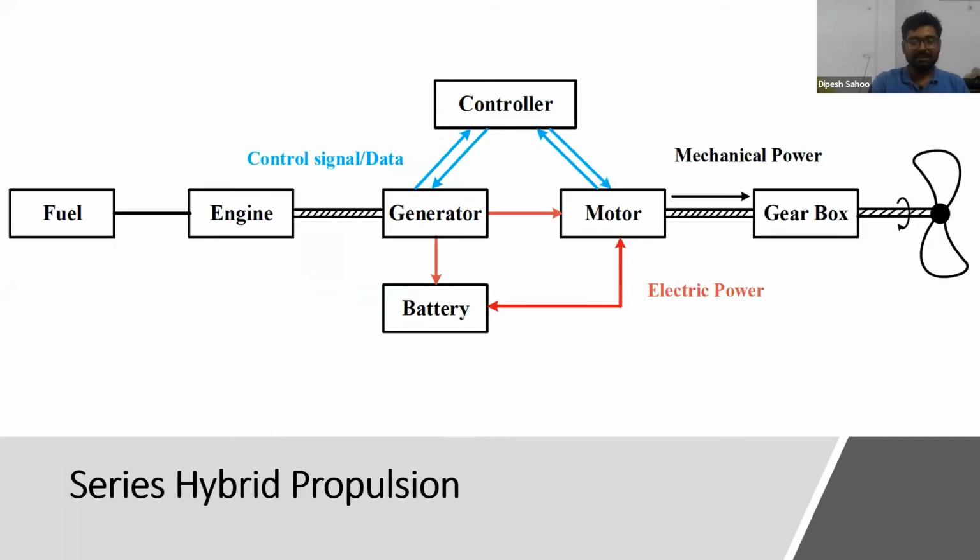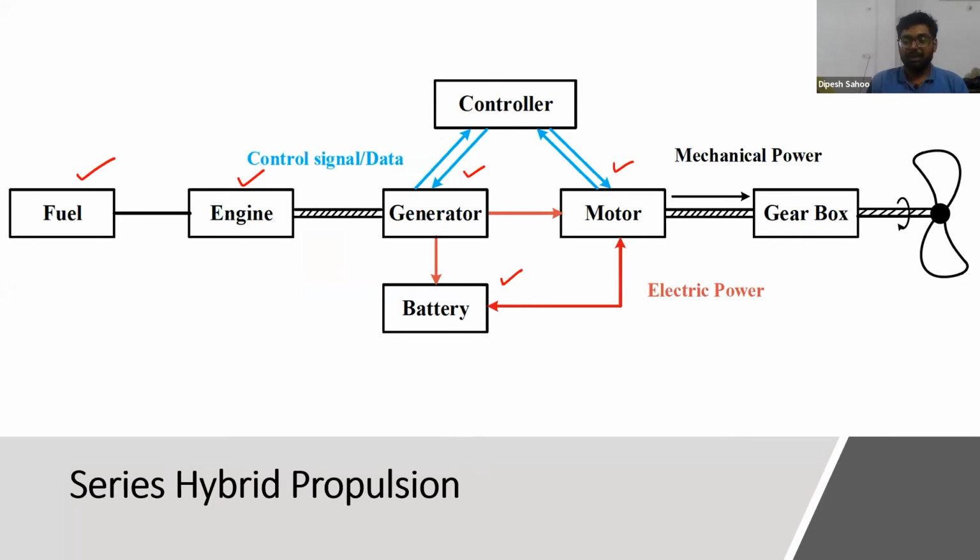Then series hybrid propulsion. In series hybrid propulsion, we have a fuel, then we have an engine, then we have a generator, and we have a battery, and we have a motor. The engine runs the generator, and the generator in return runs the motor and recharges the battery. So we can have either a complete engine drive mode, or a battery drive mode, or both engine and battery drive mode.